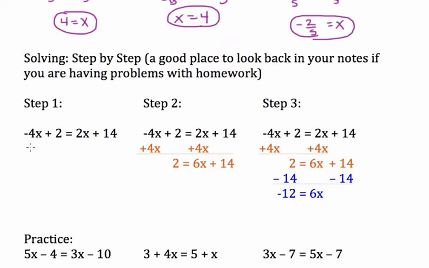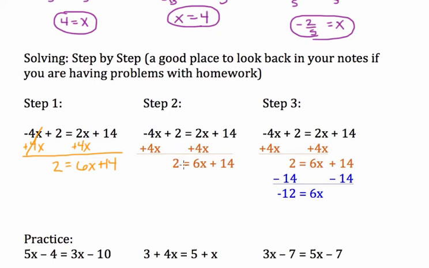So step 1. I have x's on both sides. Therefore, I have to get all the x's on one side. So I'm going to add 4x to both sides. Again, what will happen here, negative 4x plus 4x, that's going to add up to be 0. So those are going to disappear. So all I'll have left is 2 equals 6x plus 14. Okay, so I've written that over here.